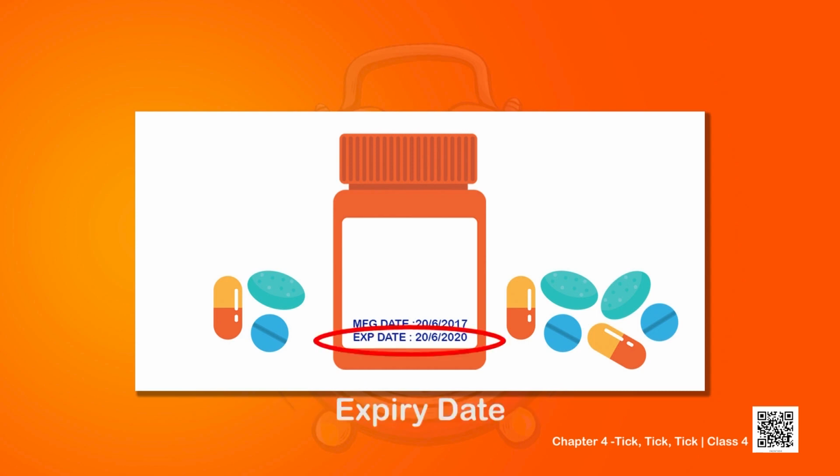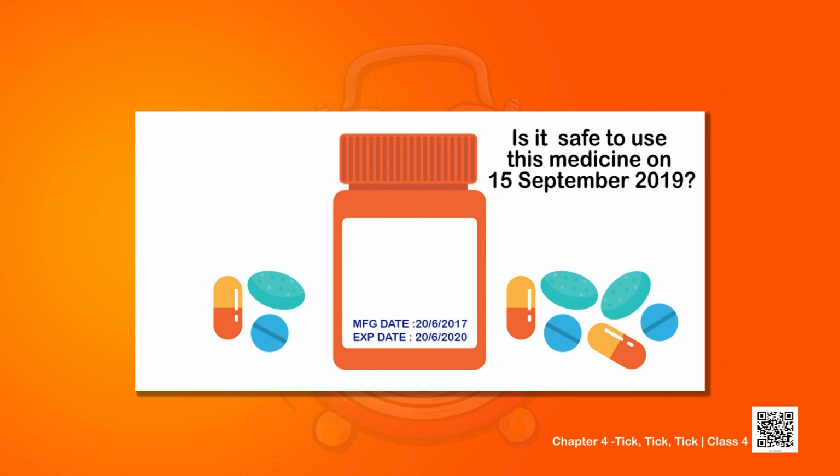and EXP date means expiry date, which tells us till which date we can safely use the item. Now, observe this image. Is it safe to use this medicine on 15th September 2019?